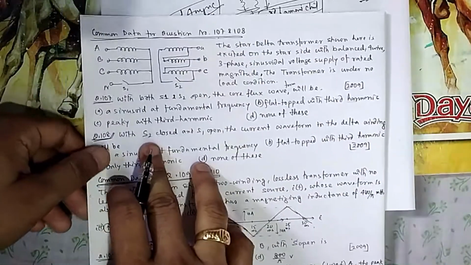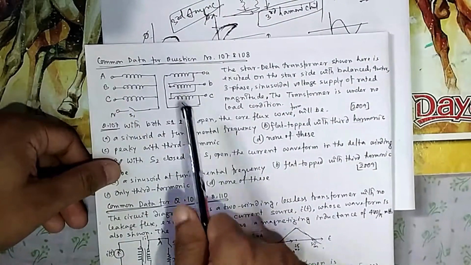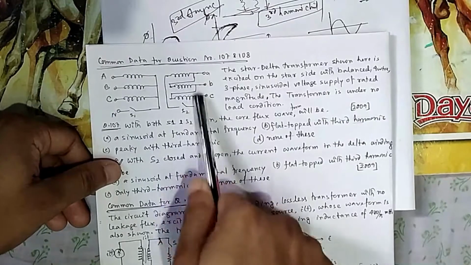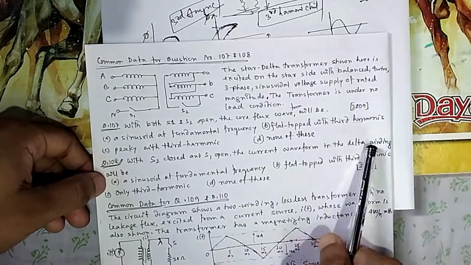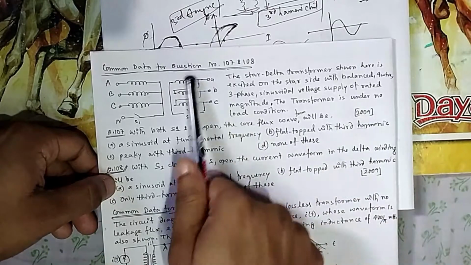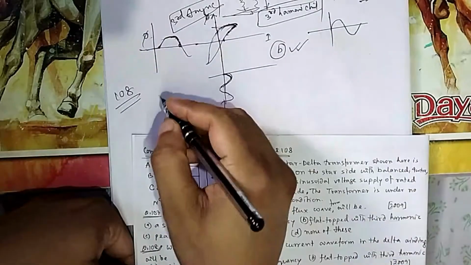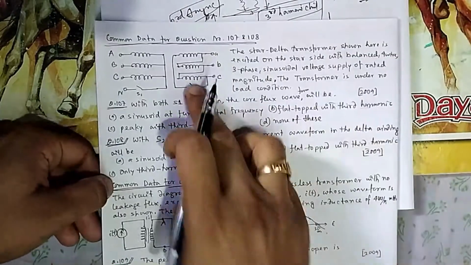Now if you come to 108 with S2 closed, S1 is open. Now because you have closed S2, there is a path for flowing this third harmonic current. Then what will be the current in the delta? Because it is no load, no other load current will be there, only third harmonic current will flow here. So it is only the third harmonic, that's why it is option C, because now you have a path.